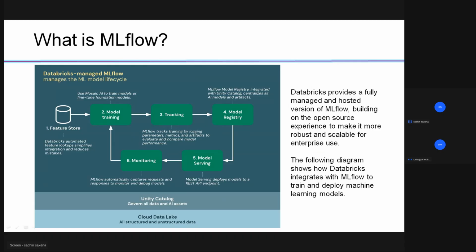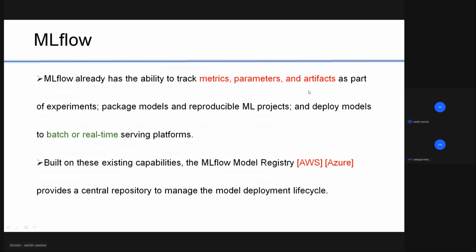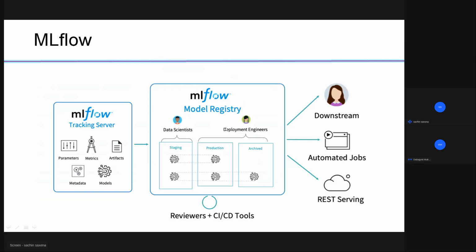Here you can see this model registry is again playing a very important role. This is integrated with Unity Catalog, centralizing all AI models and artifacts. Databricks provides a fully managed hosted version of MLflow, building on the open source experience to make it more robust and scalable for enterprise use. So we can serve this model, we can monitor, and we can train our model. So this is the entire CI/CD pipeline or autonomous process. MLflow already has these metrics. I'm not going to explain these parts; I'm just referring to this downstream.